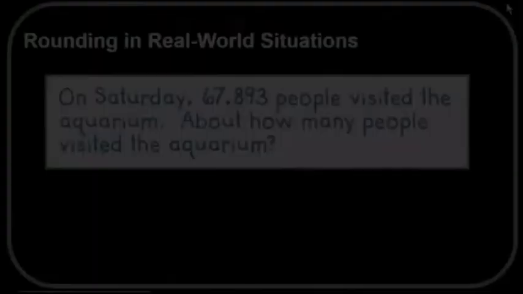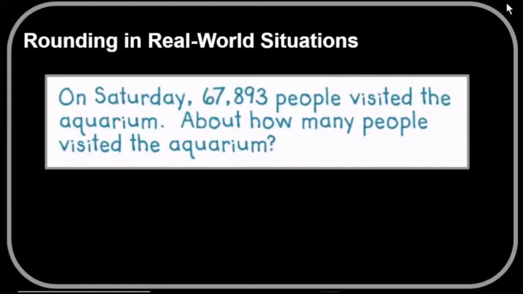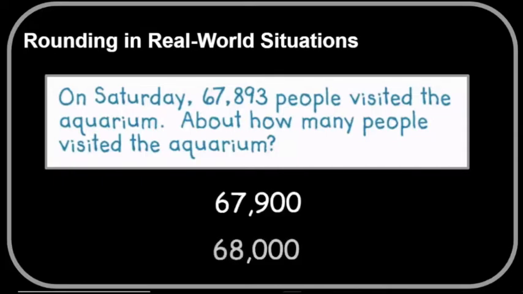As students apply rounding in real-world situations, they can use estimation to justify whether their answer is reasonable and makes sense. For example, on Saturday, 67,893 people visited the aquarium. About how many people visited the aquarium? Both 67,900 and 68,000 would be reasonable estimates.